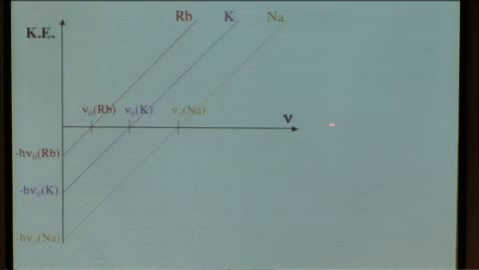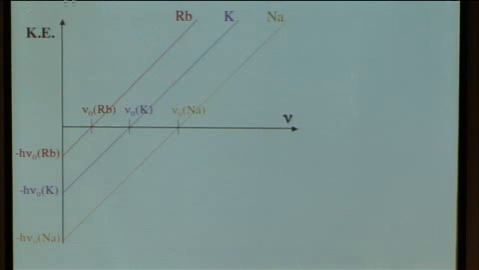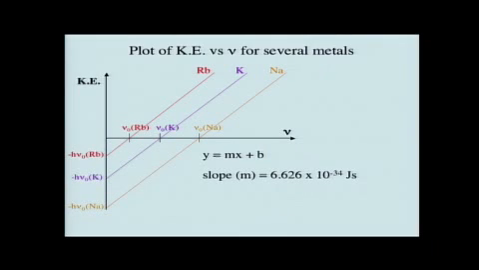So for example, here we're showing rubidium and potassium and sodium plotted, where we're plotting the frequency of the light that's coming into the metal versus the kinetic energy of the electron that's ejected from the surface of the metal. And what he found here, which we can all see pretty clearly, is that the slope of all of these lines is the same regardless of what the type of metal is. So he fit all these to the equation of the line, and what he noticed was the slope was specifically this number, 6.626 times 10 to the negative 34 joules times seconds.